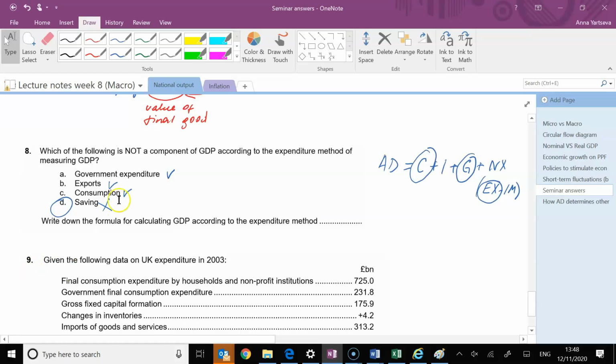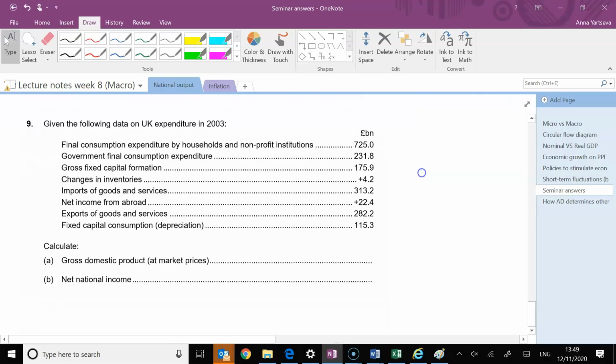It's quite interesting. But in any case, the answer to this question is very simple. Savings, D. Savings are not appearing in our aggregate demand formula. And exercise 9 asks you to apply this information and to calculate the actual output. So we need to calculate GDP at market prices. GDP will be equal to aggregate demand. It will be calculated as a sum of our components of aggregate demand: consumption, investment, government expenditure, and net exports.